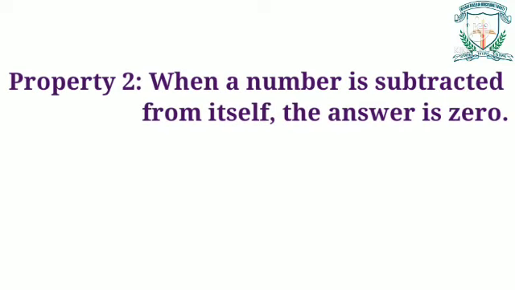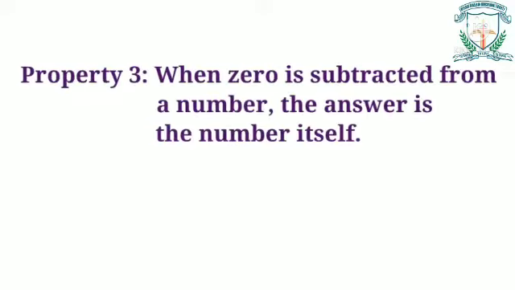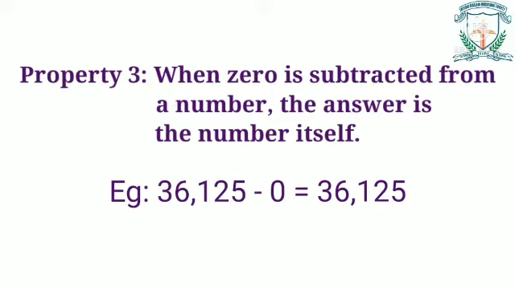Property 2. When a number is subtracted from itself, the answer is 0. For example, 50,245 minus 50,245, which is equal to 0. Property 3. When 0 is subtracted from a number, the answer is the number itself. For example, 36,125 minus 0, which is equal to 36,125.